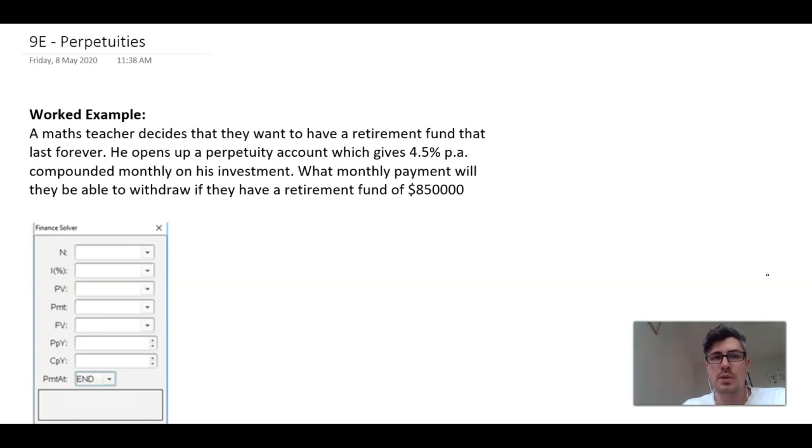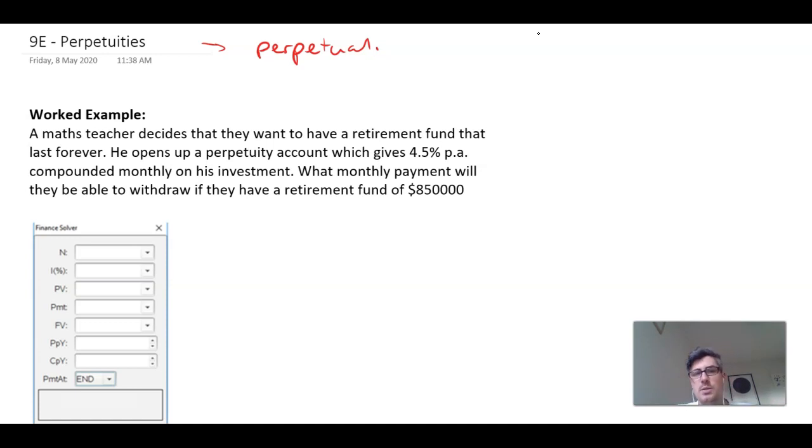A perpetuity comes from the word perpetual, which means to carry on forever, to infinity. So this will continue going no matter what, and the balance will remain the same. And this is critical: the balance remains the same. Take this example. A maths teacher decides that they want to have a retirement fund that lasts forever. That's what a perpetuity account does. It actually will go on forever. The money that you put in there doesn't change.